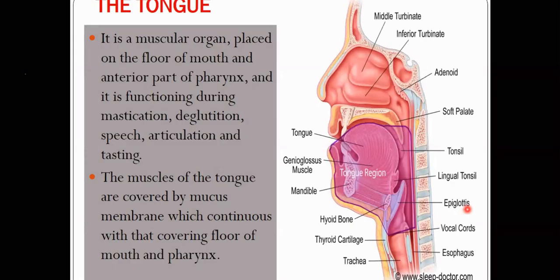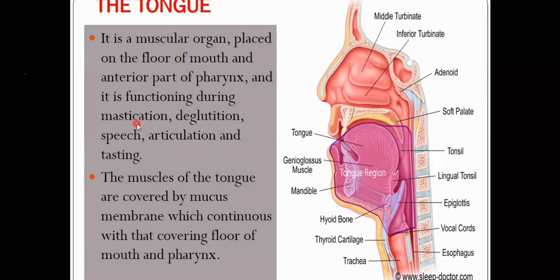Okay, now this is important, the tongue. We have to discuss more about this tongue. You can see this is lying over here. It is a part of the floor of the oral cavity. It is a muscular organ present in the floor, anterior to the pharynx, and its function is mastication.